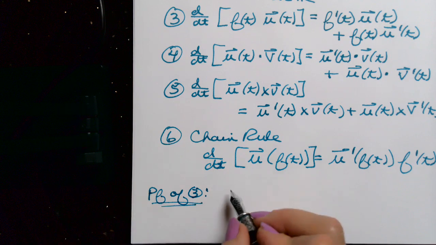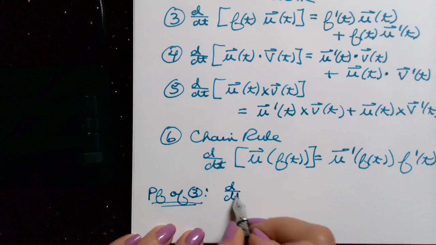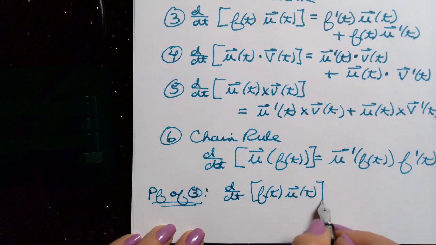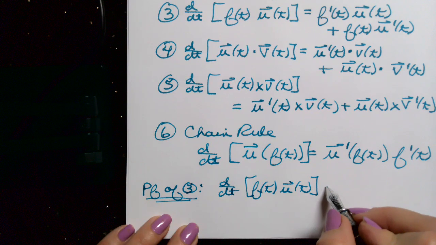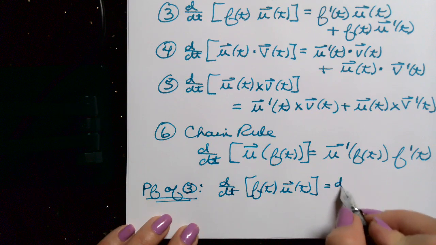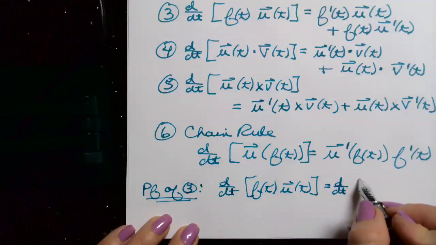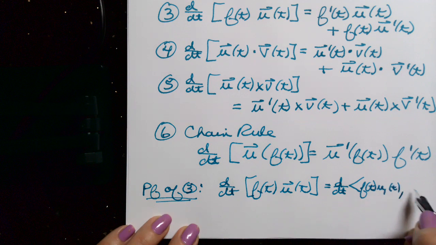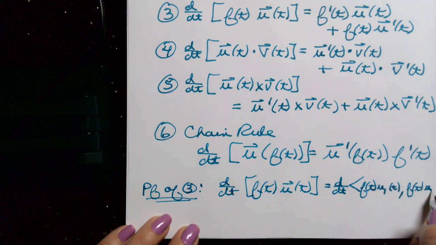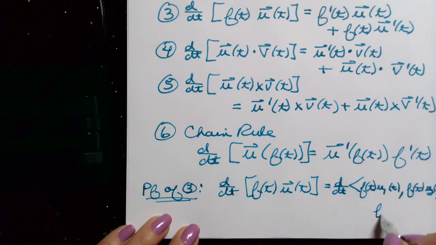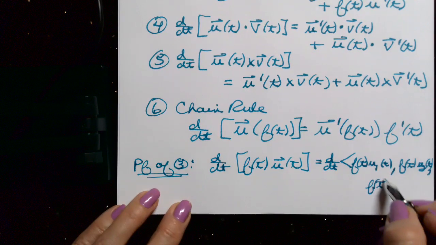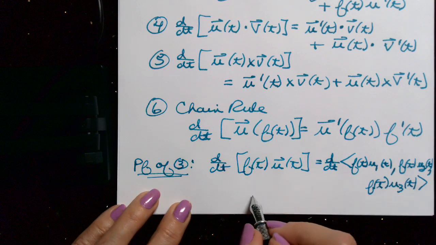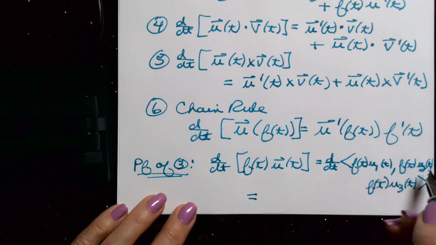So you want to take the derivative with respect to t of f of t times u of t. Suppose that u has components u1, u2, u3. So this means taking the derivative with respect to t of the vector f of t times u1 of t, f of t times u2 of t, comma, f of t times u3 of t. Those are all components in there. And so how do you take the derivative here?